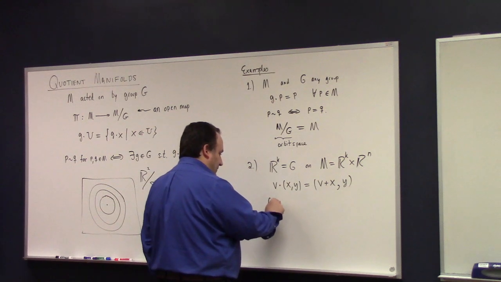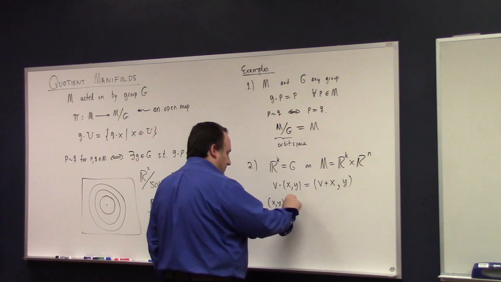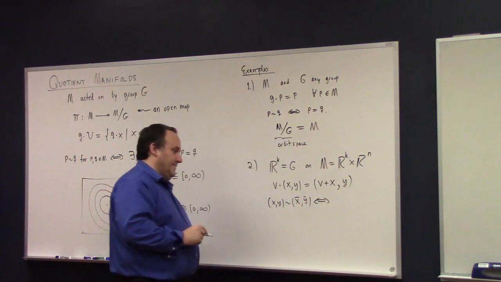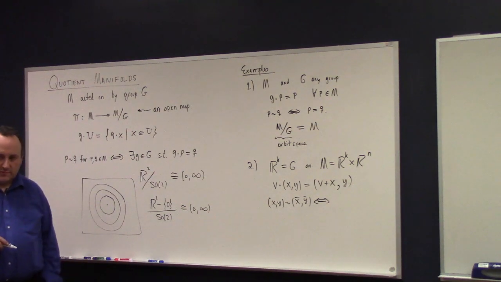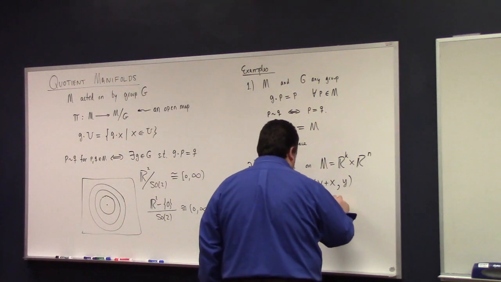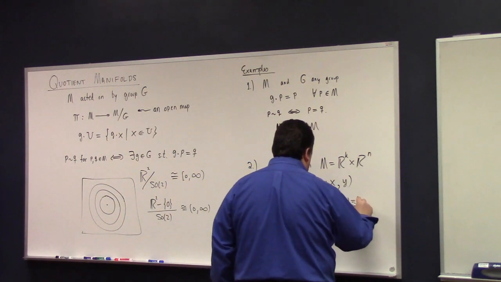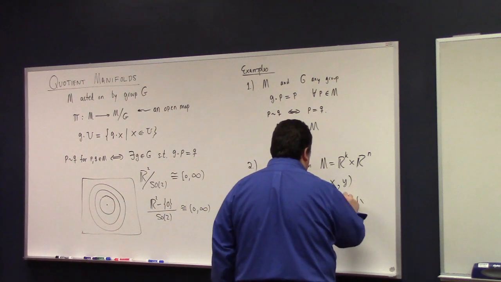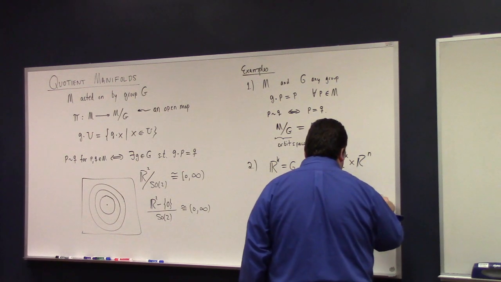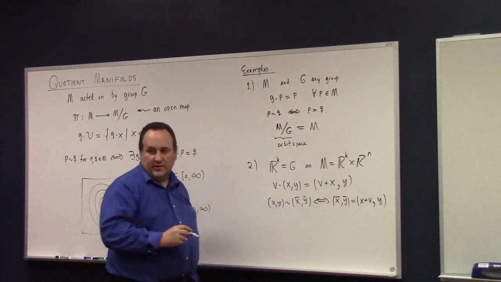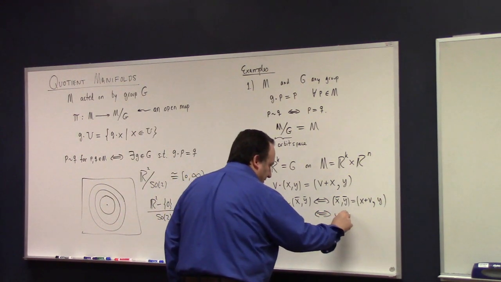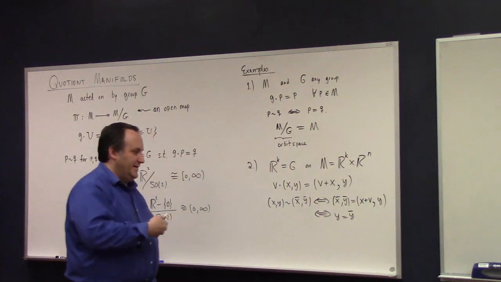If you had (x, y) equivalent to (x bar, y bar), what would that mean? That would mean that there exists a vector v such that (x bar, y bar) is equal to (x plus v, y). So all that would mean is that y is equal to y bar, and x is free.